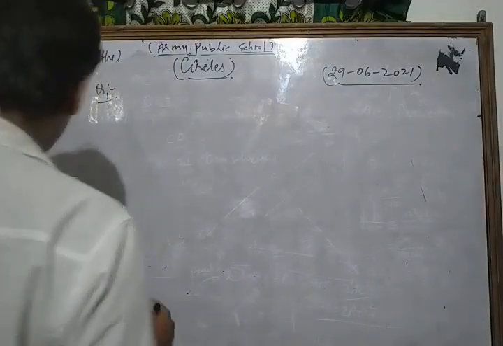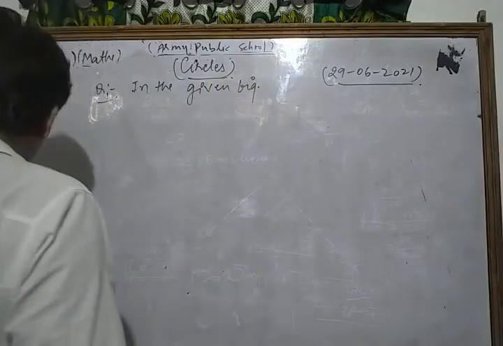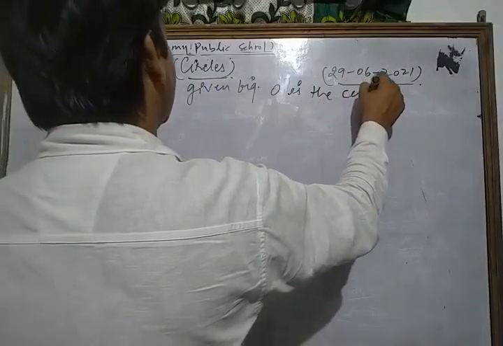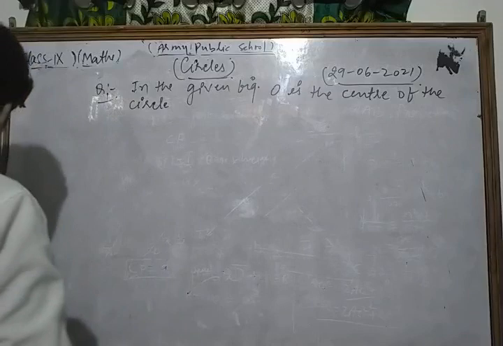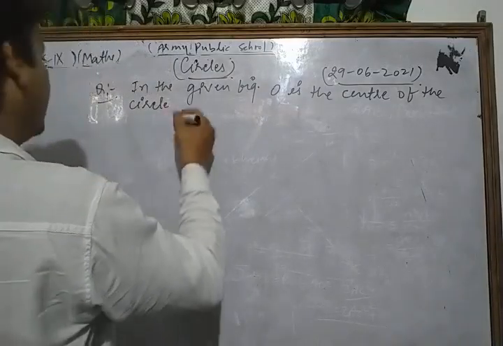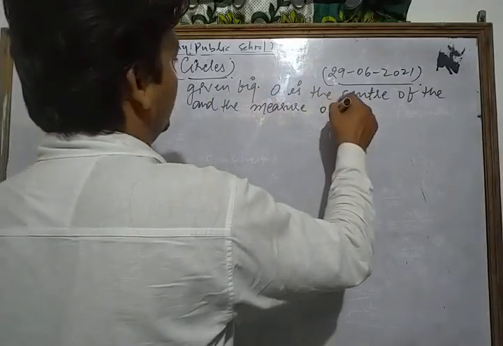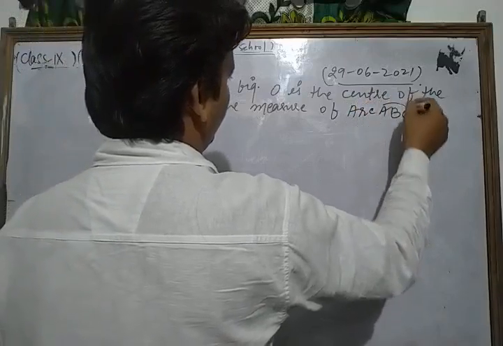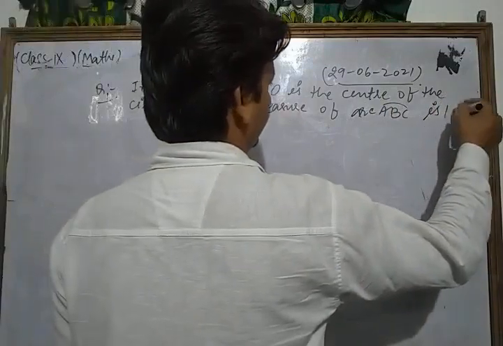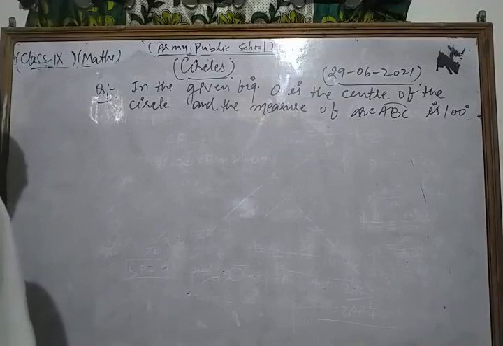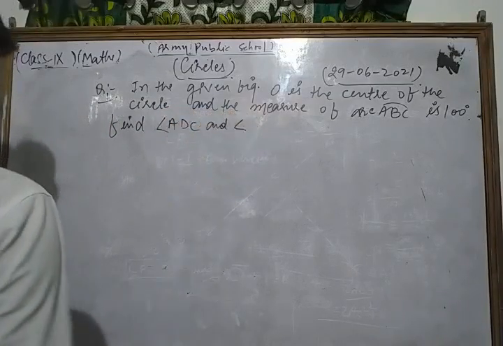Now look, in the given figure, O is the center of the circle, and the measure of arc ABC is 100 degrees. Find angle ADC and angle ABC.